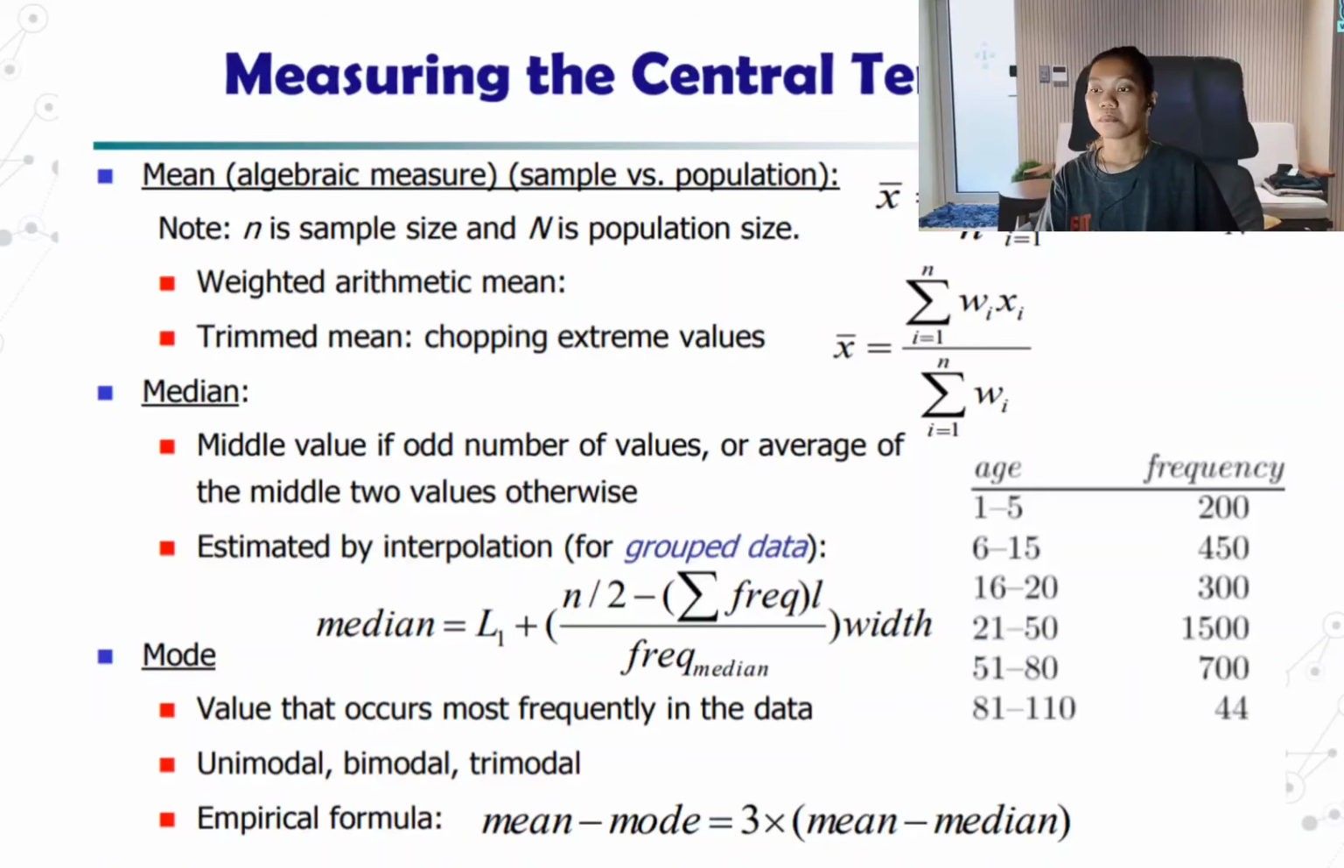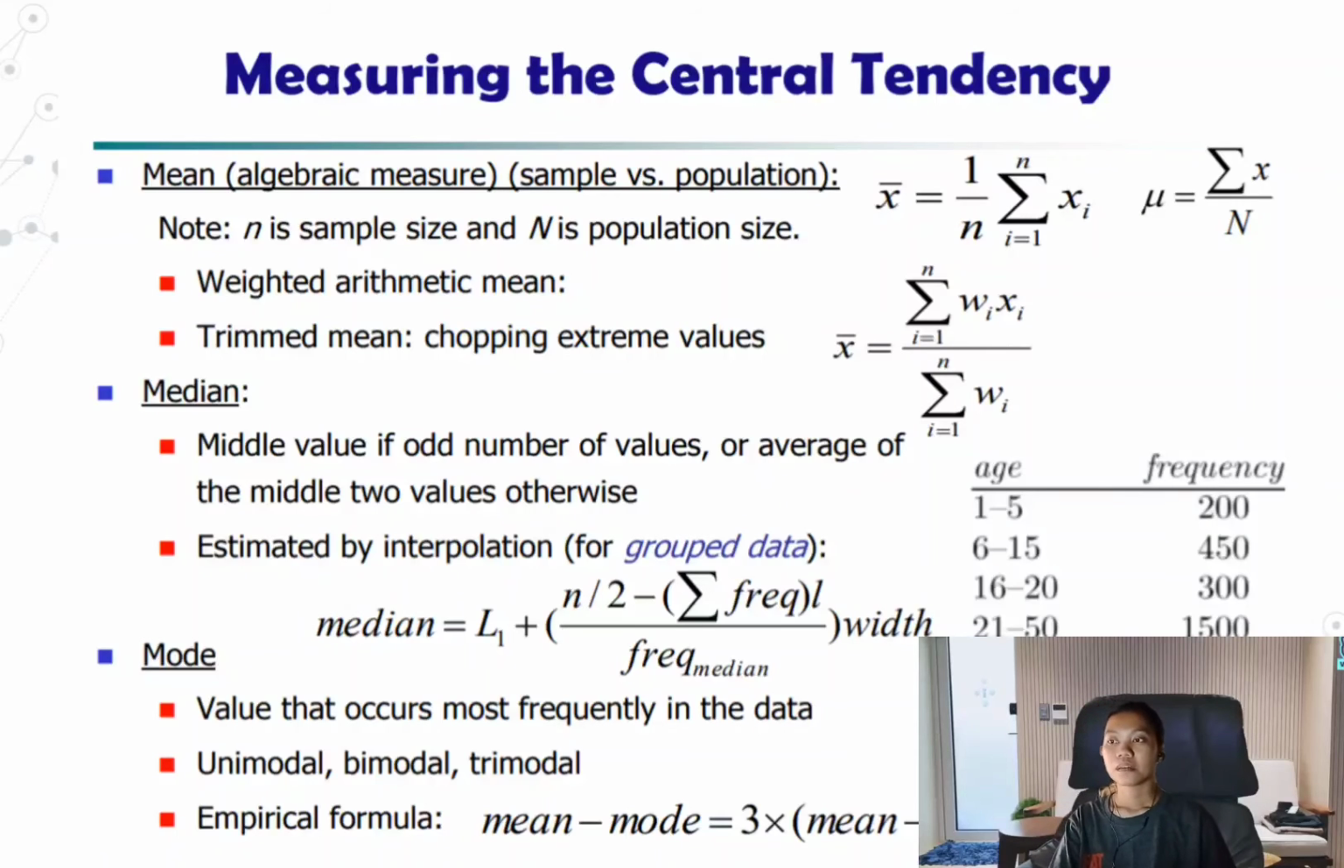Next, we have the mode, the value that occurs most frequently in the data. It can be unimodal, bimodal, or trimodal. The empirical formula is mean minus mode equals 3 times (mean minus median).